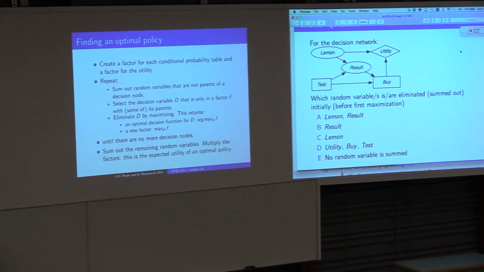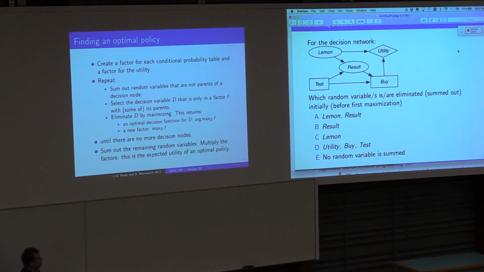So here's a decision network. It's the same one we saw last time. It's about buying a car and working out whether it's a lemon or not. The question is, which random variable or variables is or are eliminated, summed out initially before the first maximization? Remember, in this algorithm, we created a factor, now we're summing out, and we haven't got to the decision. We want to know which variables we're going to sum out.